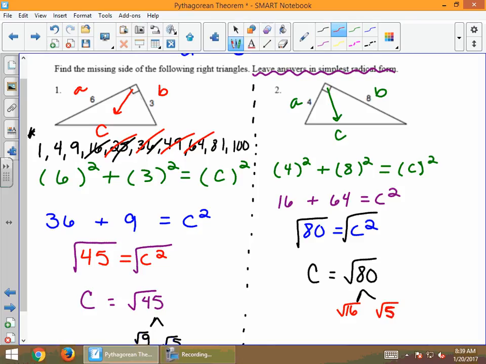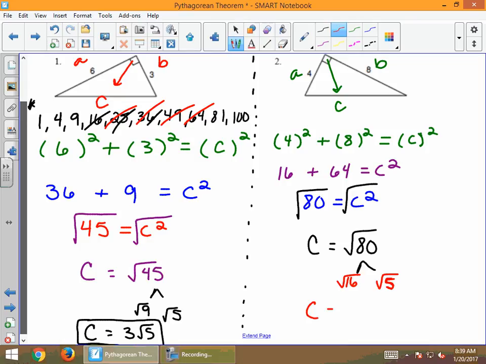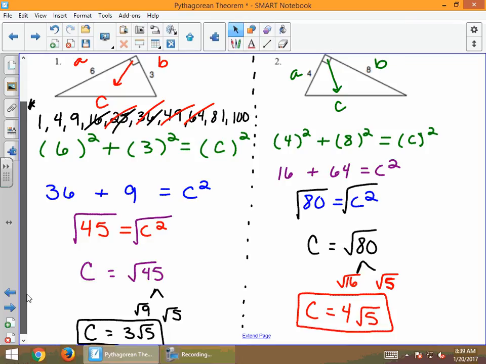And keep cleaning it up. The square root of 16 is 4. Can't take the square root of 5, so we just leave it as radical 5. And there you go. And if you need to see this again, feel free to pause the video, re-look over these problems if you need to. Okay. And if you need to finish writing stuff down, go ahead and pause, because I'm going to move on to the next set of examples.